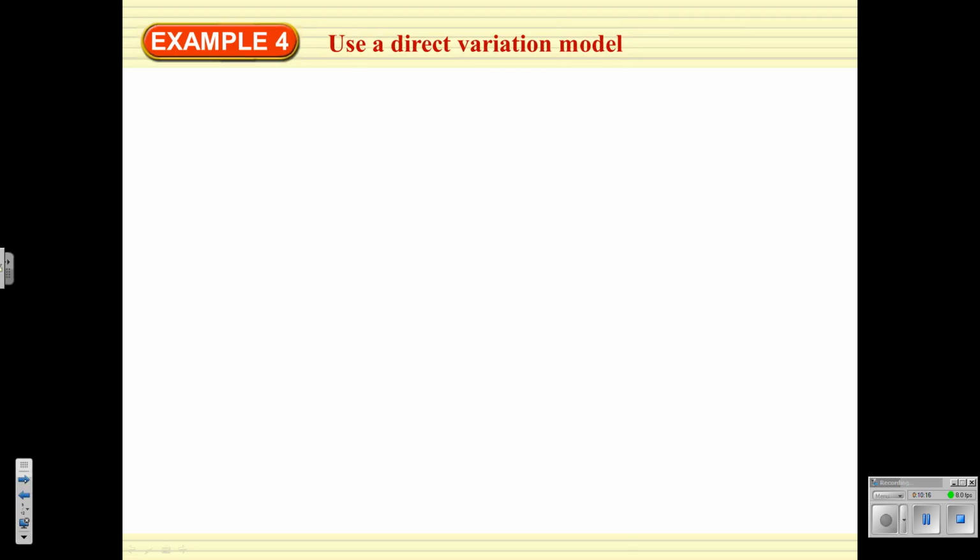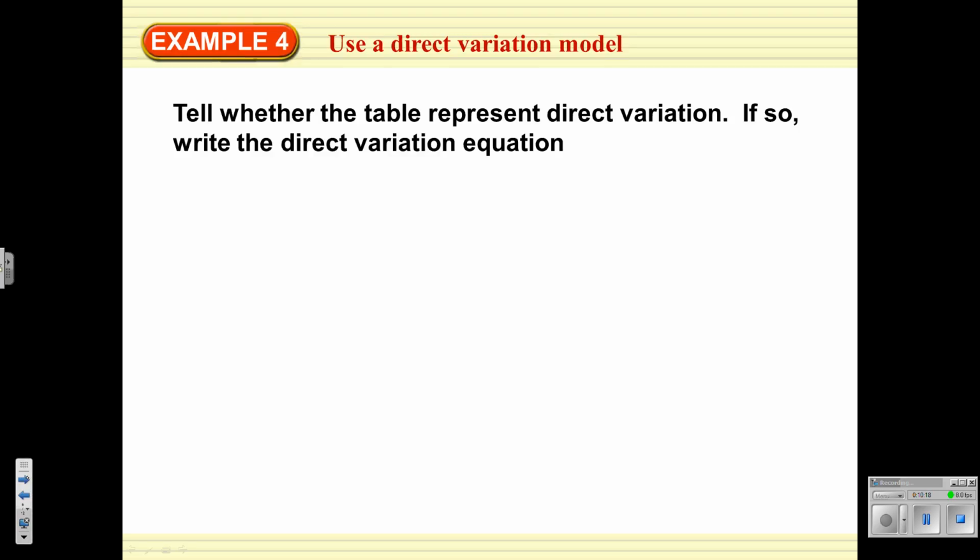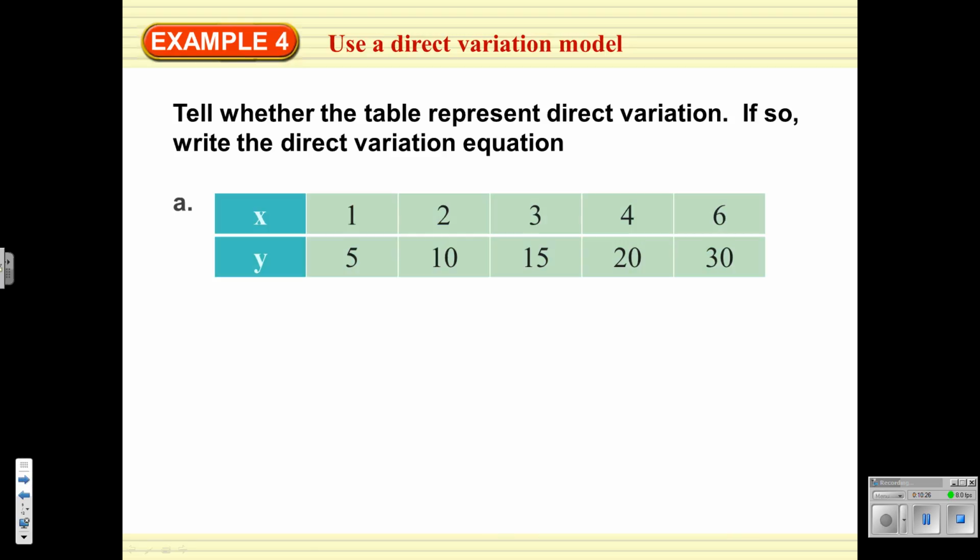All right, example 4. Tell whether the tables, there's plural, represent direct variations. If so, write the direct variation equation. So here's my first table. I want you to look at the change in x and the change in y. And remember, we always do change in y over change in x. So let's look at how these are changing.